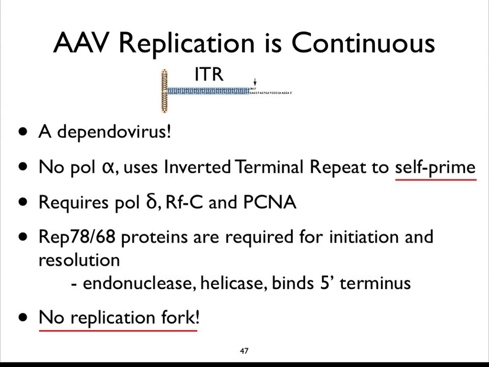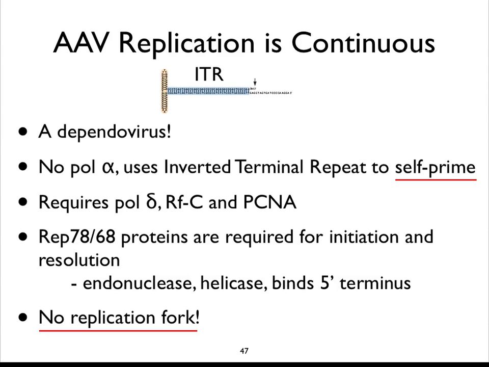Instead, it uses that inverted terminal repeat to self-prime. You can think of it as molecular masturbation if you must. It requires polymerase delta, RFC, and PCNA, the same components that SV40, the polyomaviruses, do. In fact, those are the same components that most viruses need. They need these products to faithfully make DNA.